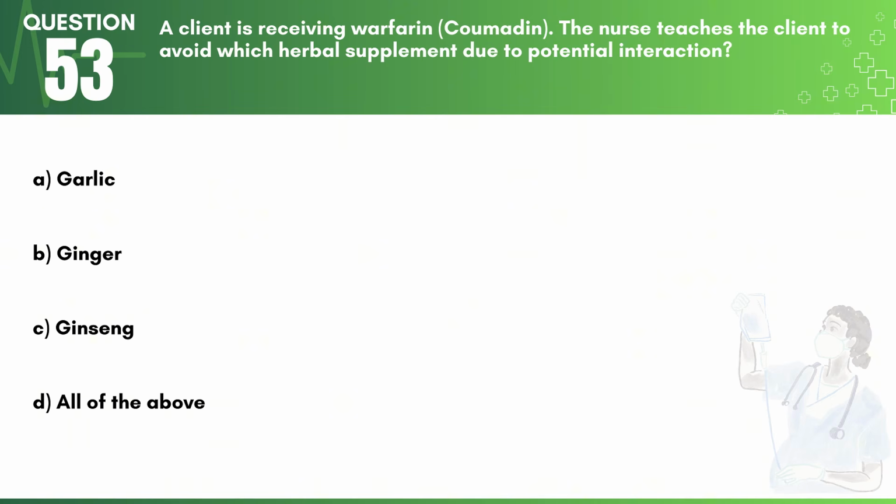Question 53. A client is receiving warfarin, Coumadin. The nurse teaches the client to avoid which herbal supplement due to potential interaction? A. Garlic. B. Ginger. C. Ginseng. D. All of the above.